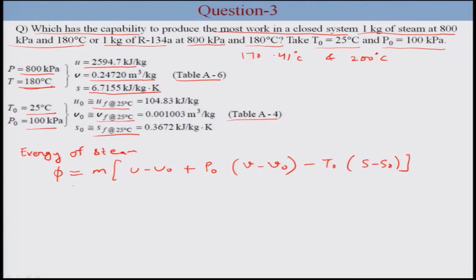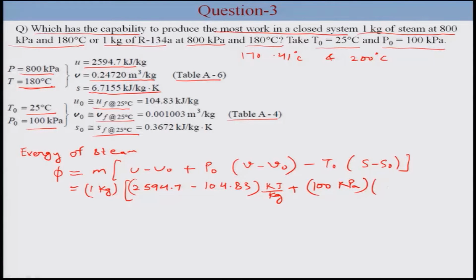Now, putting all the values, mass is 1 kg, U is 2594.7 minus U0 is 104.83 plus pressure is 100 kilopascal, V minus V0 is 0.24720 minus 0.001003 meter cube per kg, and converting the units and making all the units consistent.